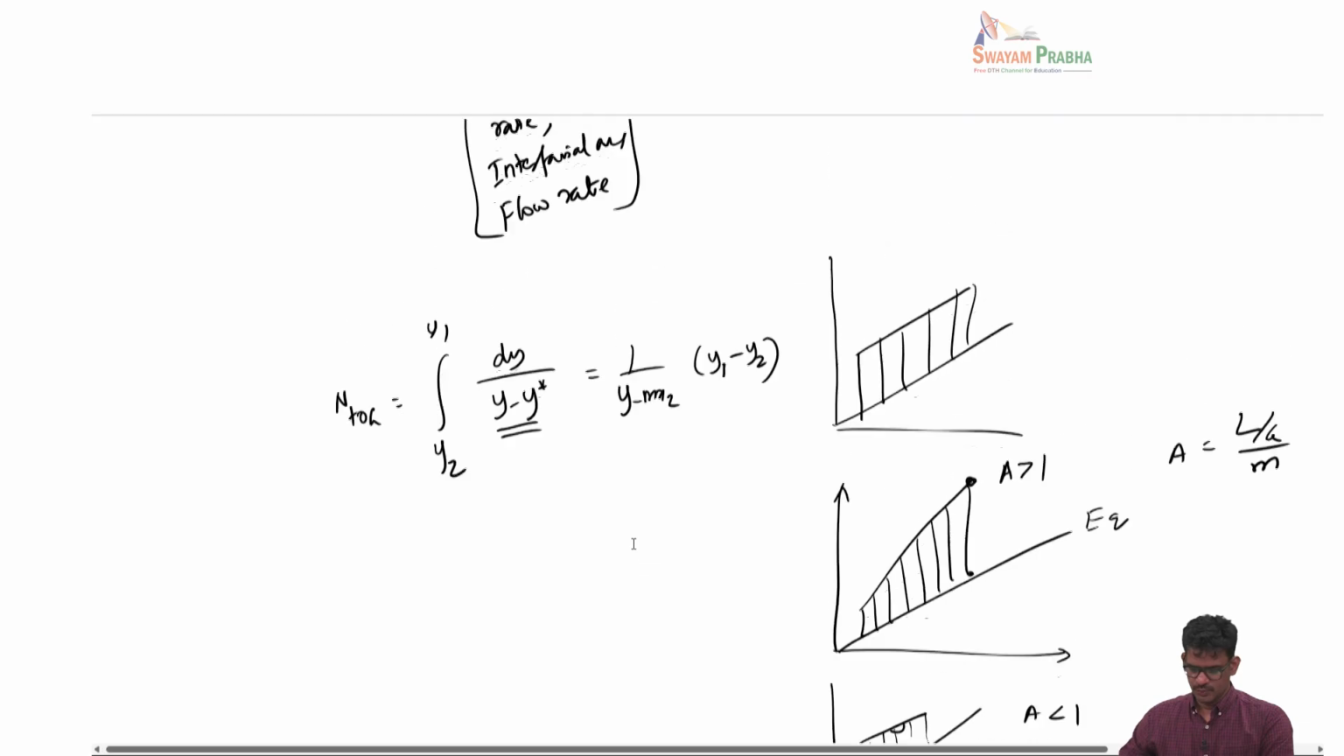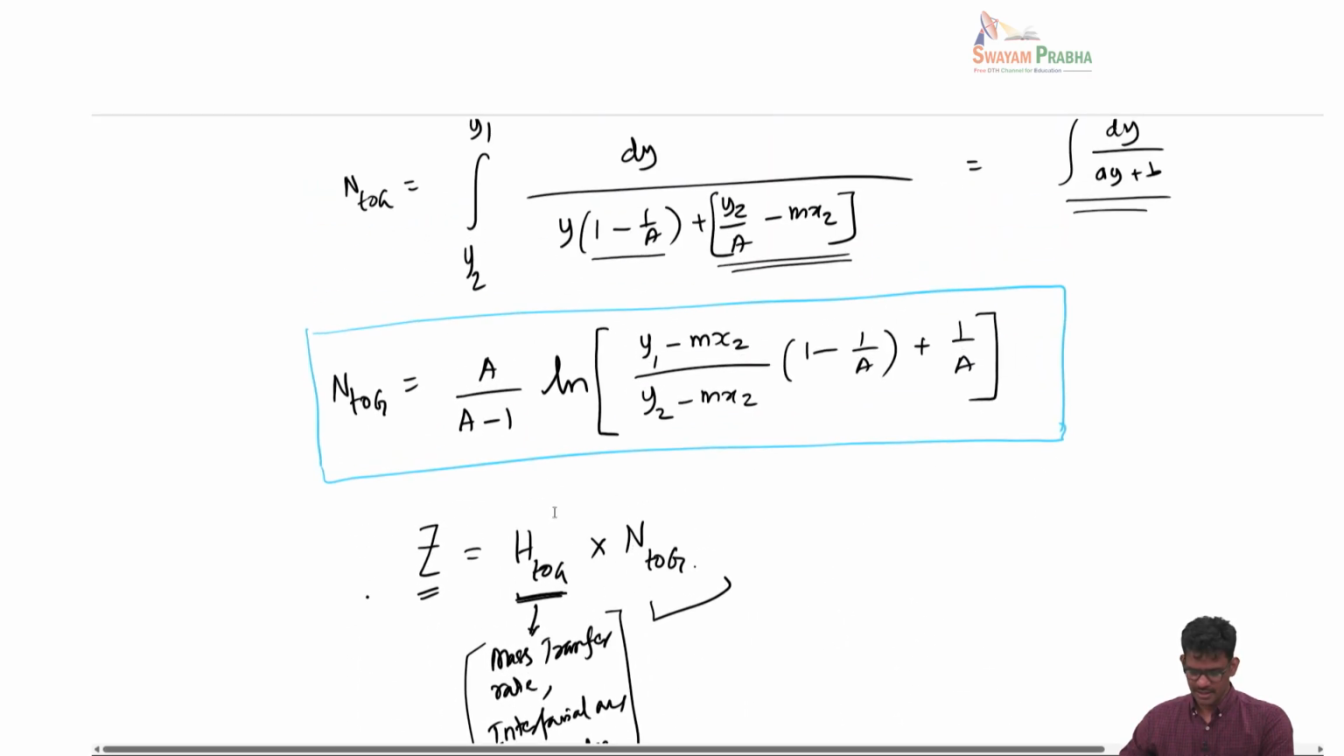All right, so we'll stop here. What I have done here is the dilute mixture for the absorber. You can do the same thing for the stripping section also. So next class I will talk about the stripping section. Yeah, we'll stop here.